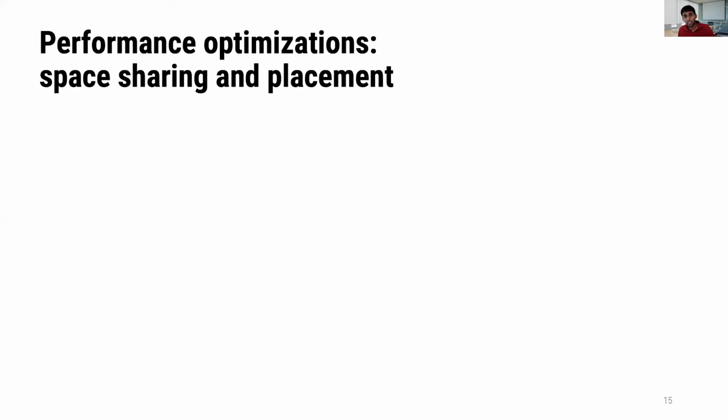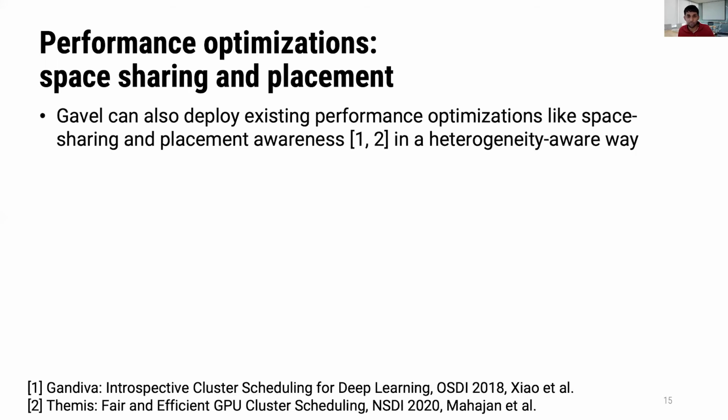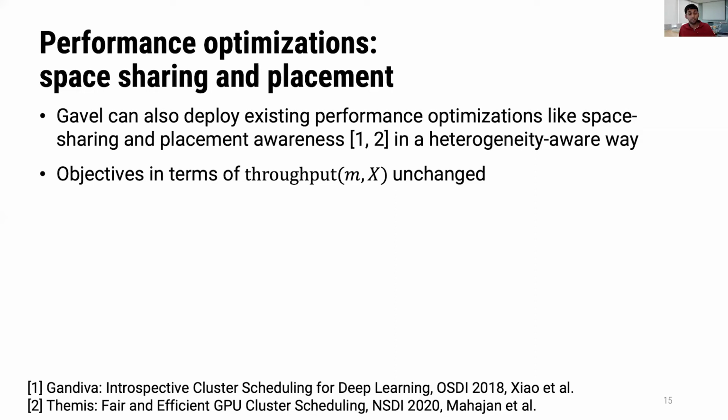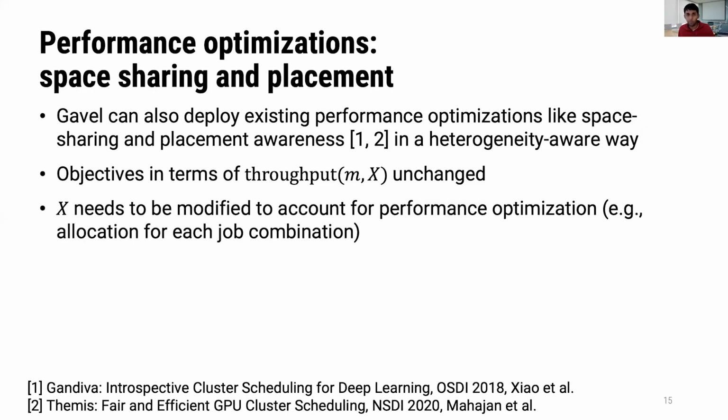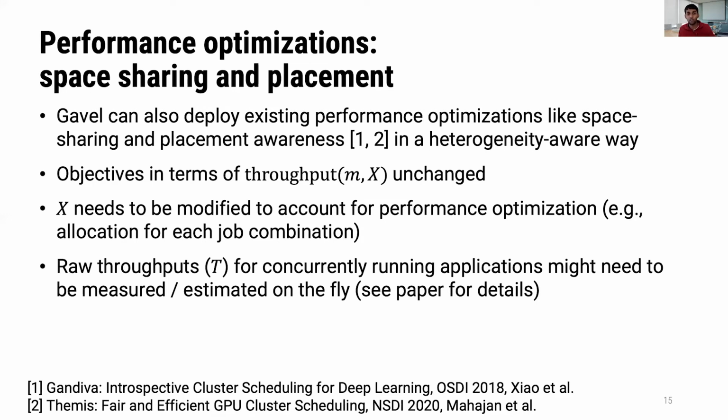Gavel can also support several other common performance optimizations used to better utilize resources in the cluster. Space sharing is an example of such an optimization in which multiple jobs can run on a single GPU in parallel. Here, objectives in terms of the effective throughput would be unchanged, but the allocation matrix would need to be expanded to consider each job combination. We also need to deal with the big question of how to estimate and measure the throughputs of these job combinations. And as we show in our paper, we are actually able to estimate these quite well with minimum overhead.